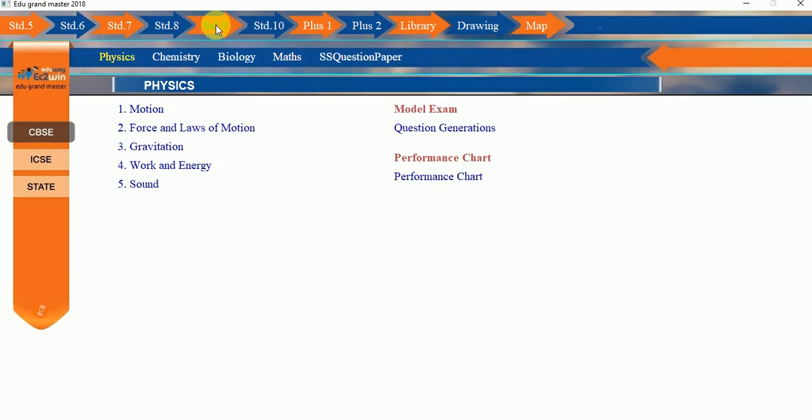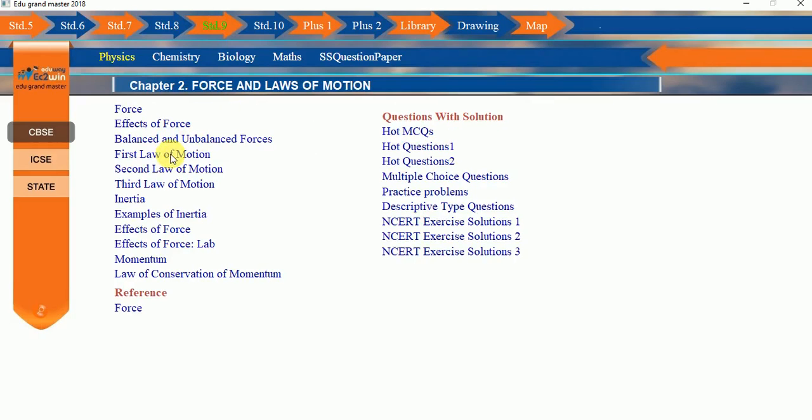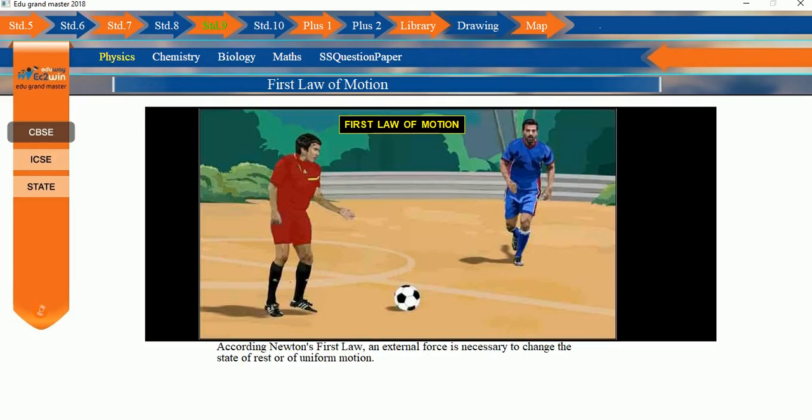Let's go to 9th standard, physics, Newton's laws of motion. First law of motion. According to Newton's first law, an external force is necessary to change the state of rest or of uniform motion. So all of us would have learned this in our school days. Imagine a kid who's sitting in his 9th standard classroom and the teacher is explaining this. However a teacher explains Newton's first law of motion, the kid is never going to have a complete understanding of this law.